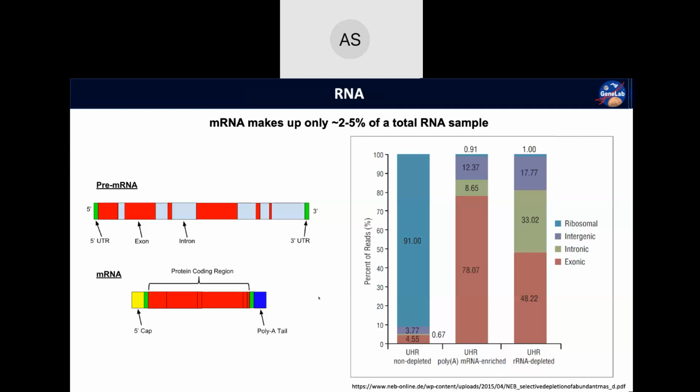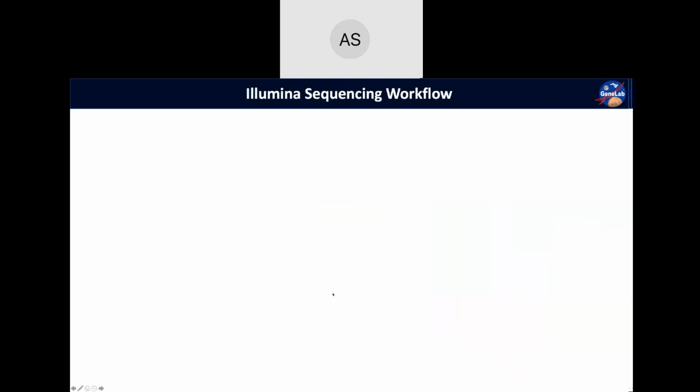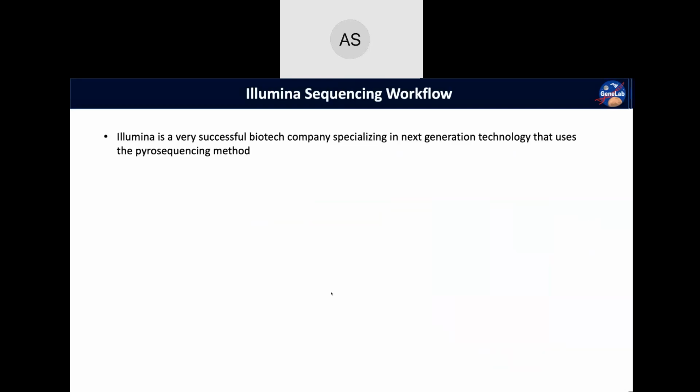Okay, so now that we know a couple different ways to enrich for what we would be interested in sequencing in the context of RNA, let's talk about how we prepare libraries and get these samples ready for sequencing. So we're going to be looking specifically at the Illumina sequencing workflow. It's because Illumina is an incredibly successful biotech company that specializes in next generation technology, utilizing that pyrosequencing method or sequencing by synthesis that we reviewed before the break.